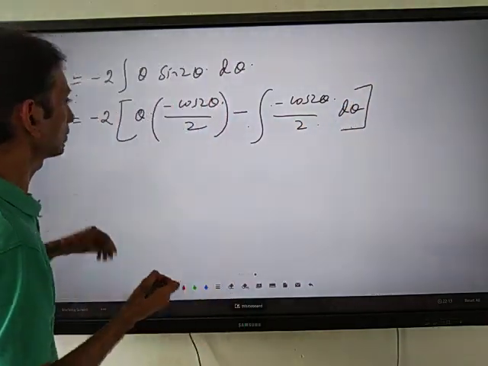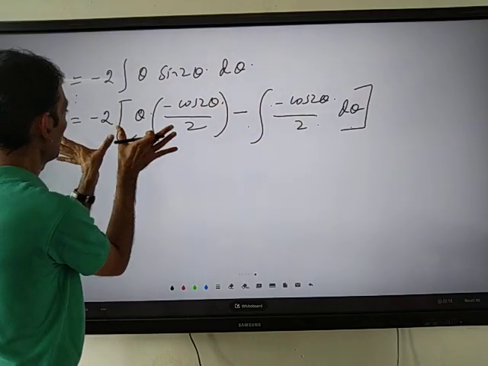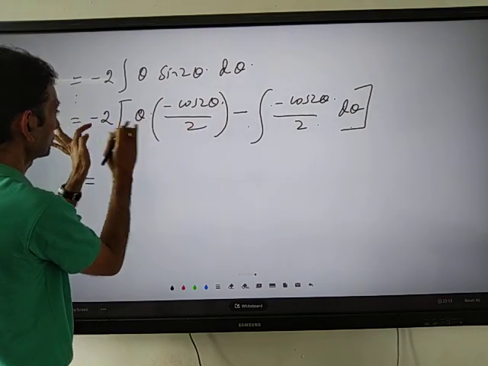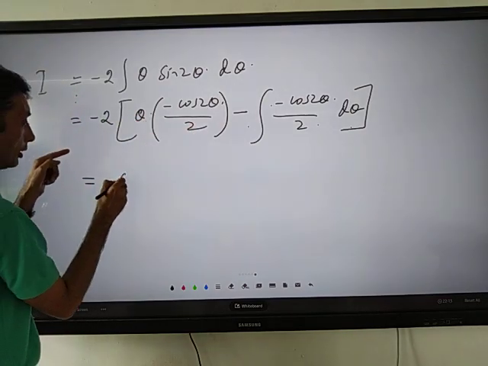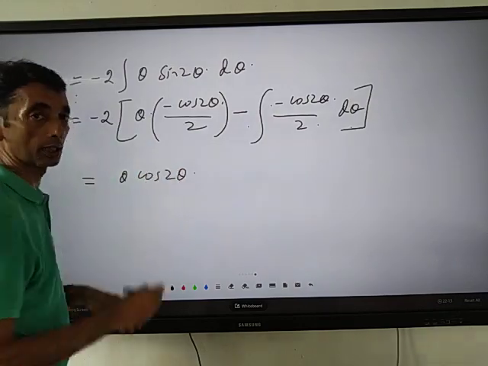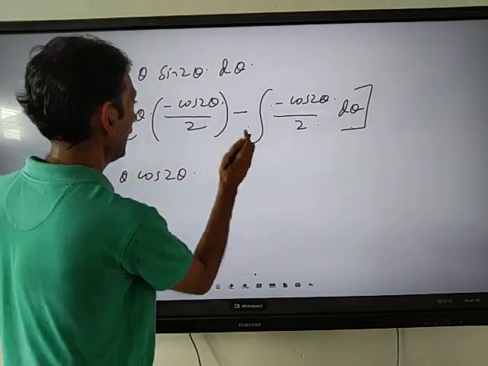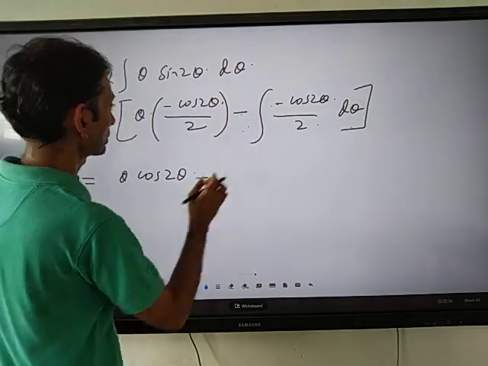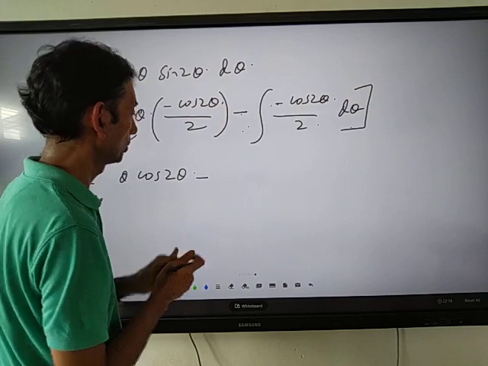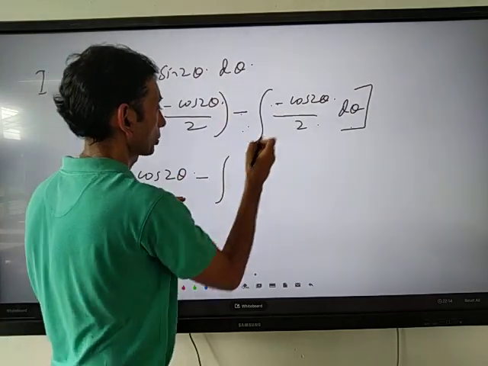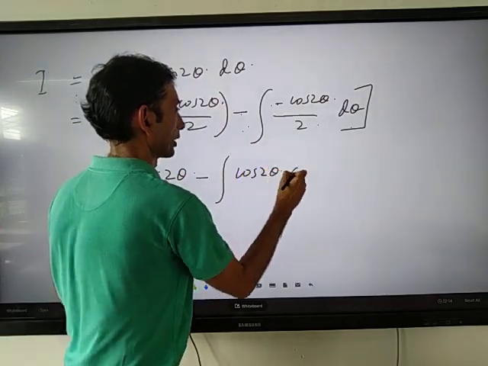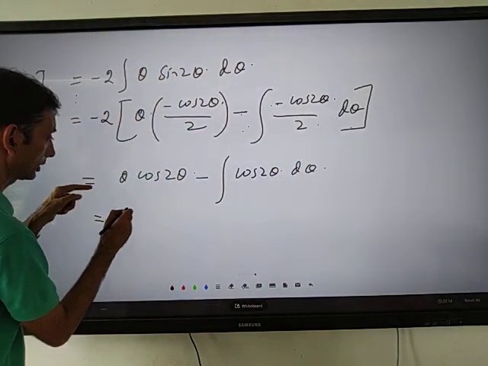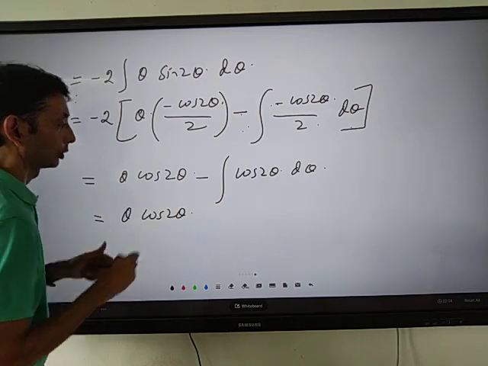Then we need to simplify. We multiply each term by minus 2. If we multiply the first term, minus and plus, the 2 will cancel out, so it will be theta cos 2 theta. And for the second term it's a minus sign, and this 2 will get cancelled out. We get only cos 2 theta d theta.